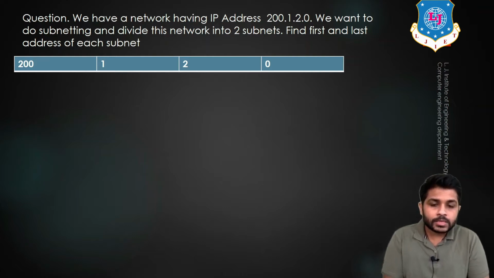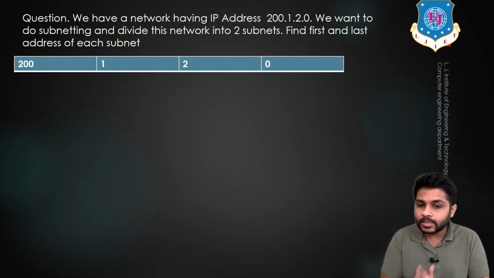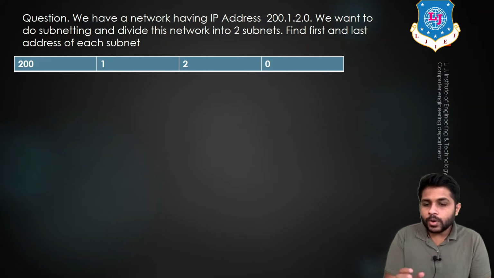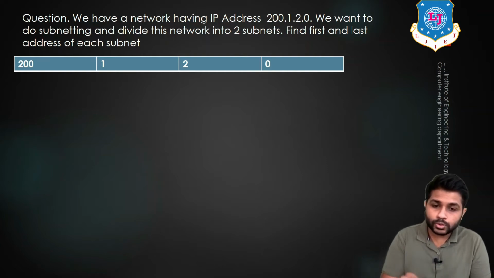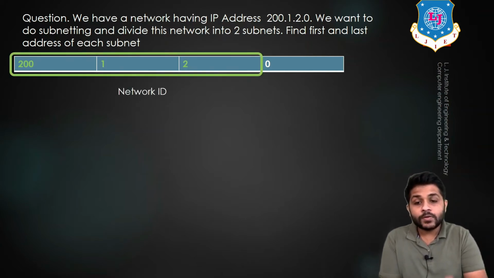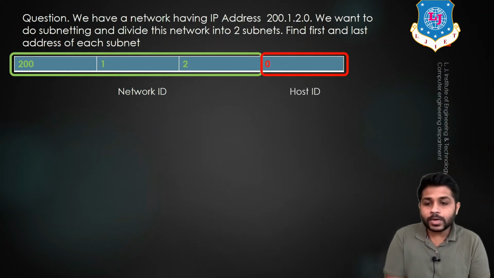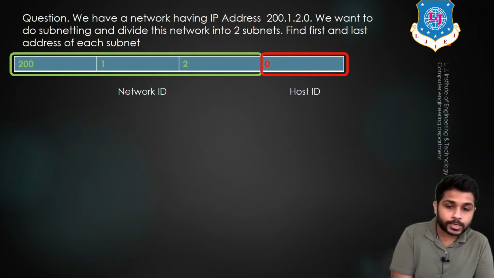200.1.2.0. Now this network is having two information. The first information is the network ID and the remaining is the host ID. Now which portion is network ID and which portion is host ID? So to find the network portion and the host portion, you should know the class of the IP address. This IP address is of class C. So we know that for the class C, first 24 bit is for network ID and the remaining 8 bit is for host ID.